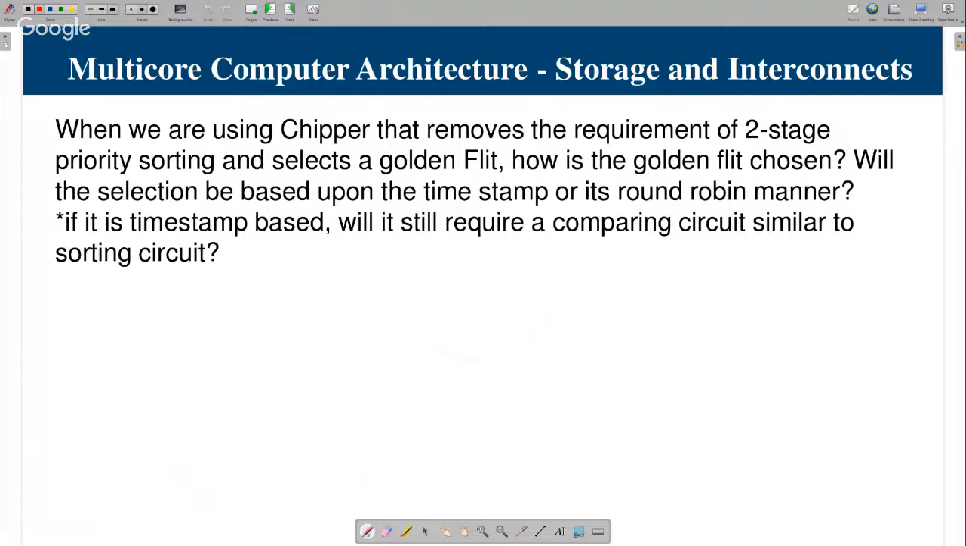The second portion of the question: will the selection be based upon timestamp or in a round robin manner? If it is timestamped, will it require a comparing circuit? So this selection is not based upon timestamp completely. Each router is given the responsibility for picking up the golden flit. And at any given point of time, there is only one golden flit in the entire network. Once the golden flit reaches the destination, it is shifted in round robin manner to the next router to pick up who is golden. That is the answer for that question.